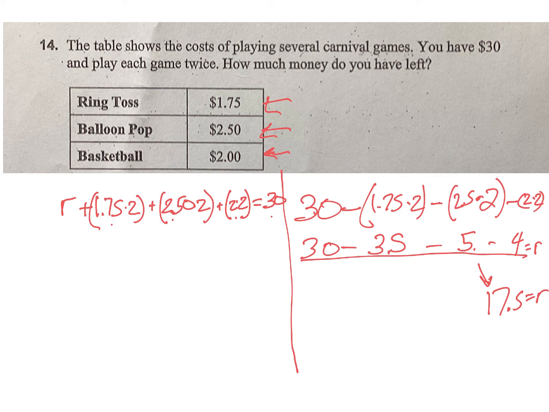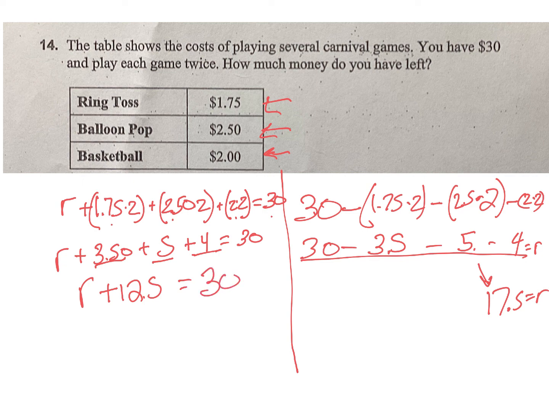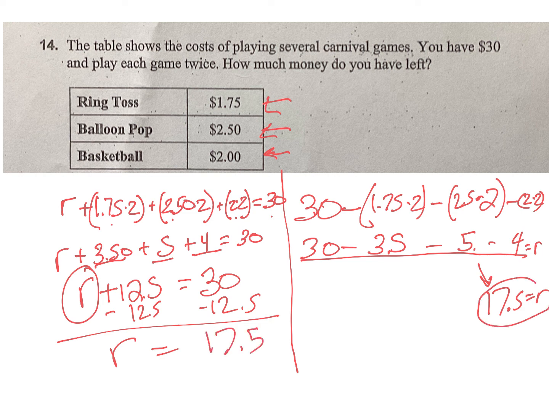All right, so let's do that. So R plus 3.50 plus 5 plus 4 equals 30. Now, I see I have some like terms here. I'm going to add all of those together. 3.50 plus $5 plus $4 equals $12.50. So my remaining plus $12.50 equals what I have, which is 30. So now if I want to get what I have left, I have to take away this $12.50, minus $12.50, and I get my remaining equals 30 minus $12.50 equals $17.50. So I get the same thing over here as I get over here.